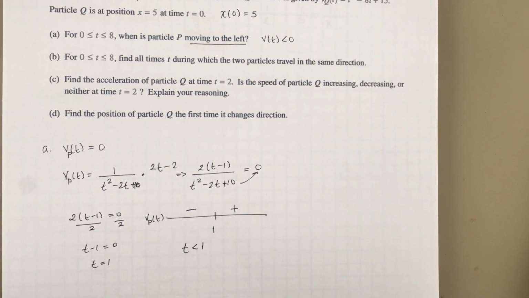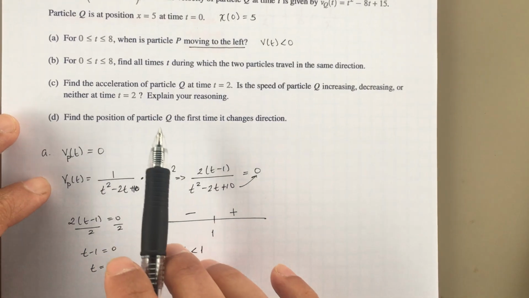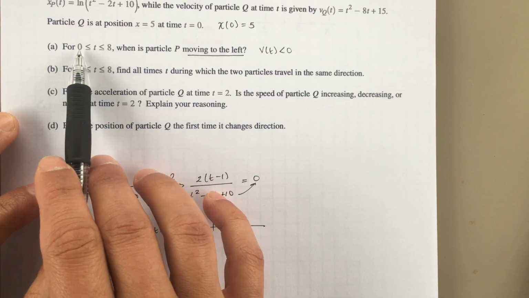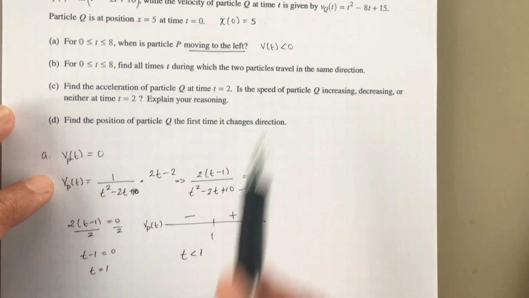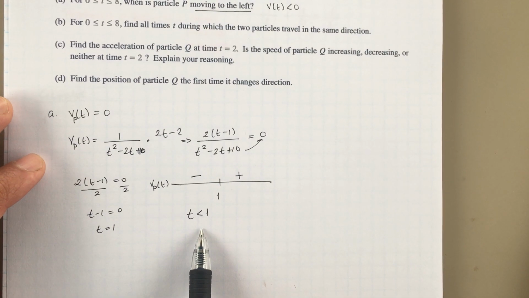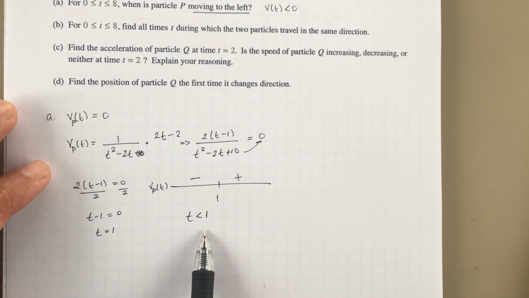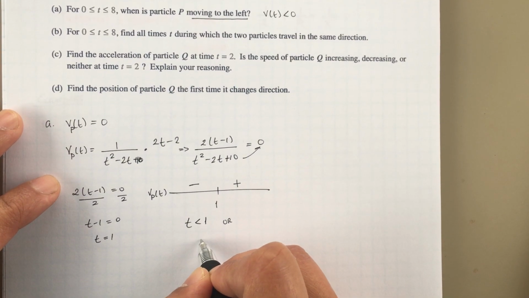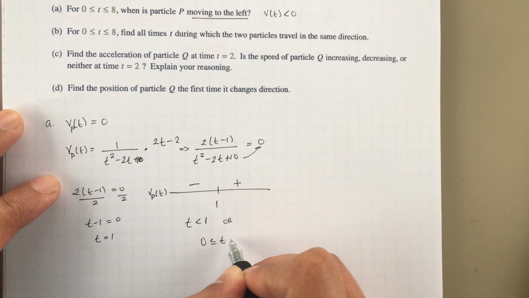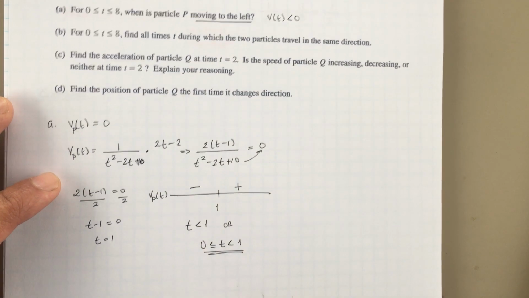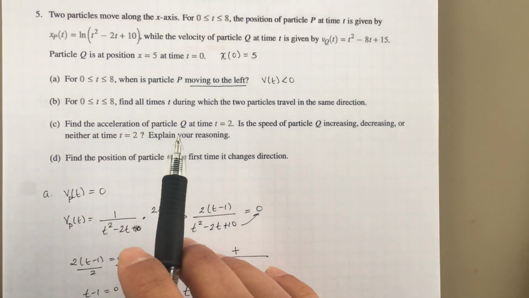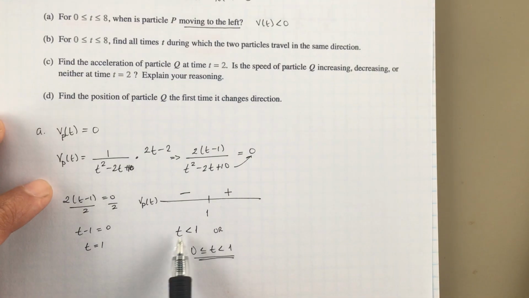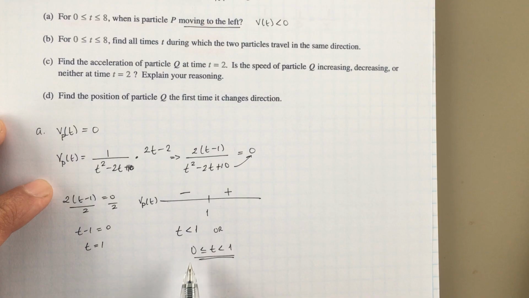So the way you're going to write this, you're going to tell them when the particle is moving left. You can restate this: for the time between 0 and 8, the particle P is moving left when t is less than 1. Or actually, if you want to be more specific, between 0 and 1. But if you include for the time between 0 and 8, the particle is moving left, t is less than 1, that way you already include the 0.